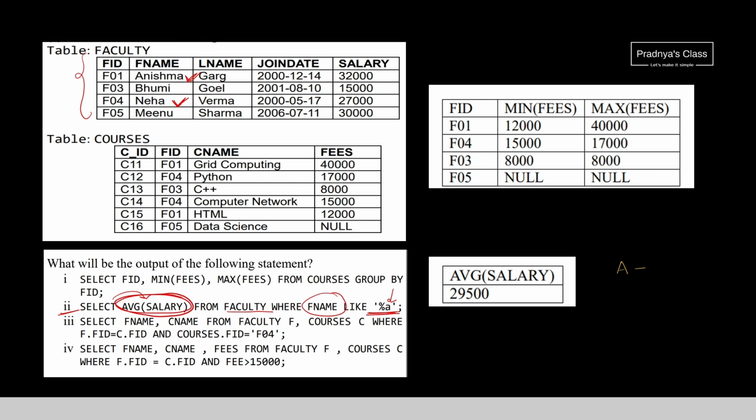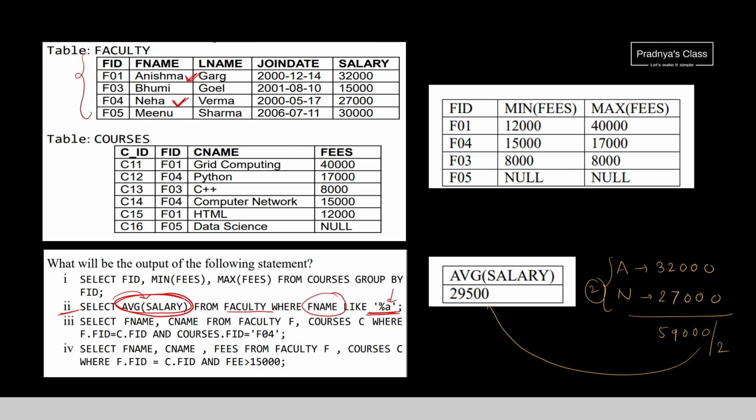So Anisha's salary is 32,000 and let's check the Neha salary. Neha salary is 27,000. To calculate average we need to add them. So we got 59,000 and there are two records. So we will be dividing 59,000 by 2. In this way we will be getting average salary as 29,500. The header for the column will be as mentioned after the select clause.